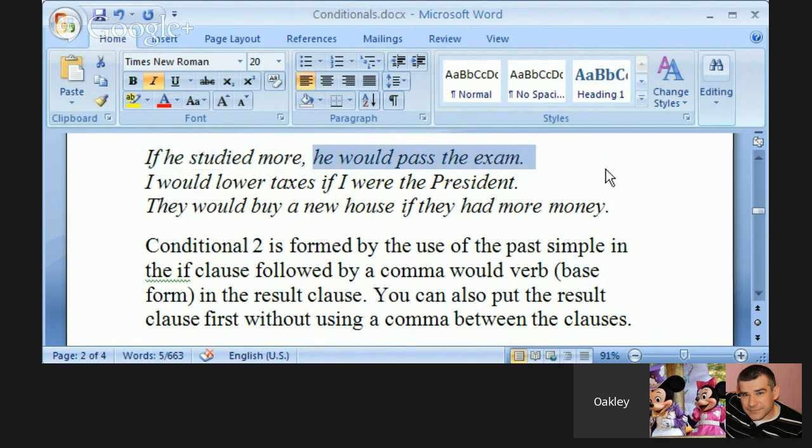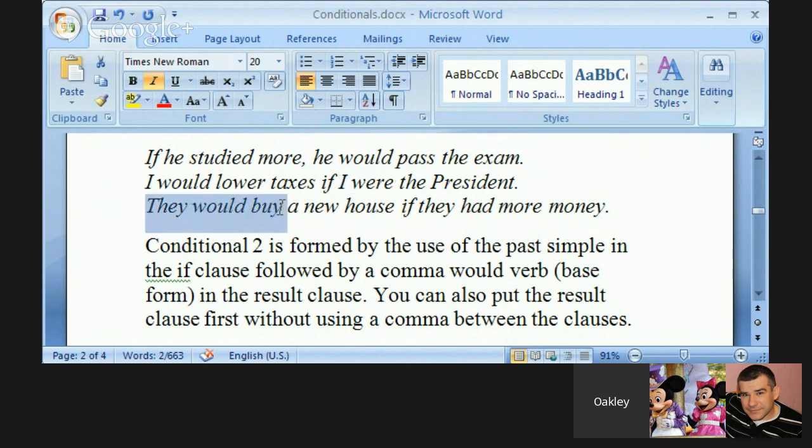Same thing, we can reverse the order. He would pass the exam if he studied more is perfectly fine. So we can change the order, changes nothing with the meaning. Another example, all right, with the independent clause first. I would lower taxes if I were the president. And here you see the I were conjugation, subject-verb conjugation.